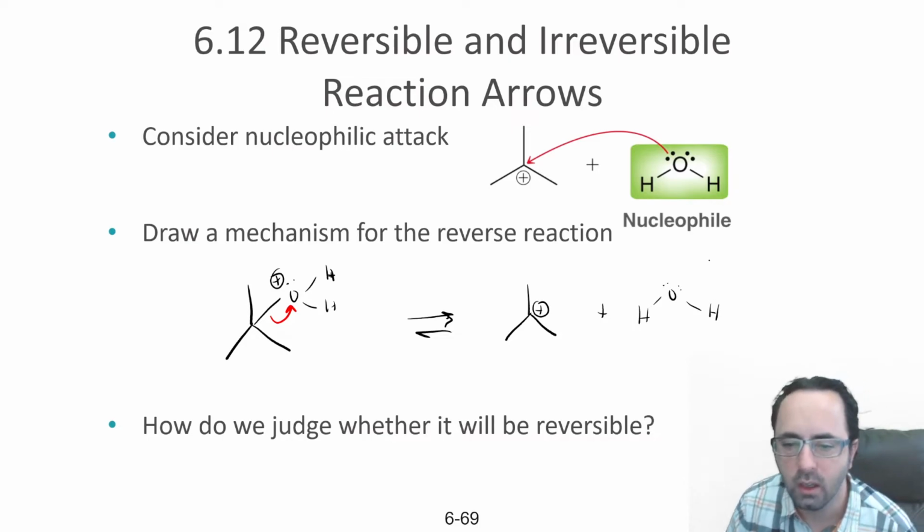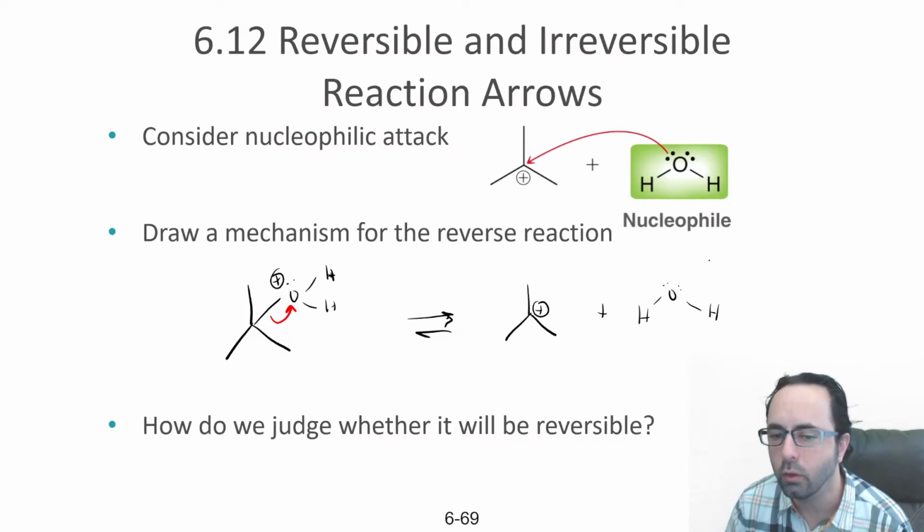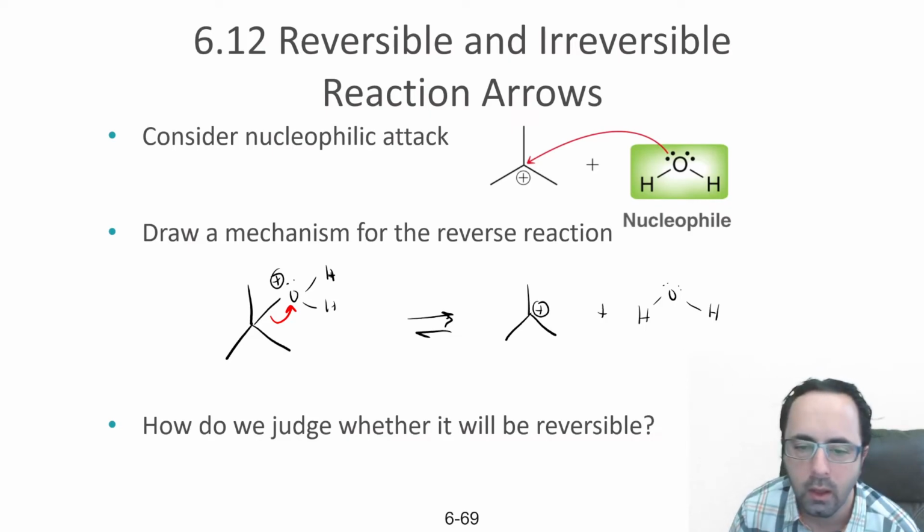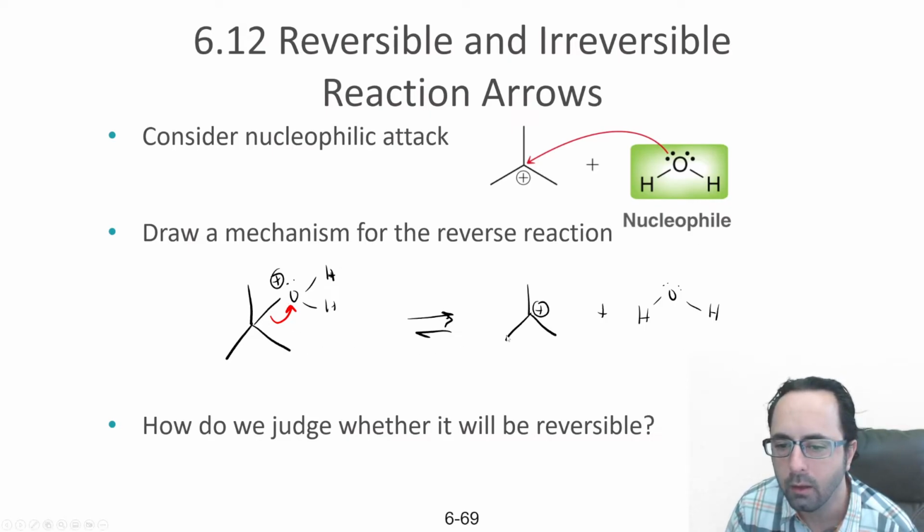And the question is, how do we judge whether this will be reversible or not? Whether we draw a one-way arrow or a two-way arrow, we can think about the relative stabilities of the reactants and the products here. They're both not particularly stable. The products are a little bit more stable because the positive formal charge is on a carbon rather than an oxygen. Oxygen is very electronegative. It would prefer a negative formal charge.